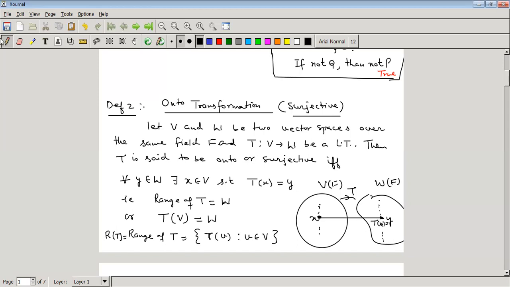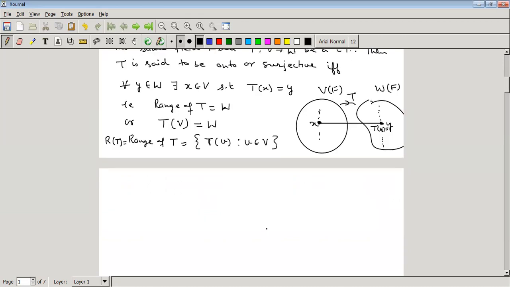So it is true that every element of the domain has image T of V. Then the range of T is the set T of V for all V in the domain, V in capital V, the vector space V.